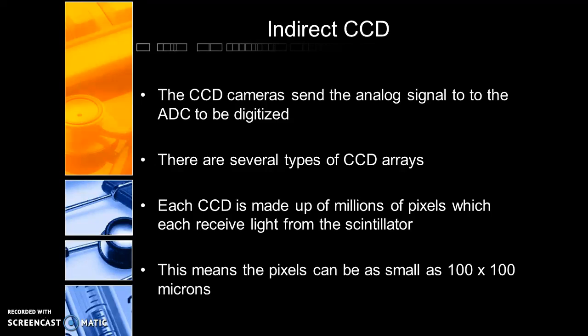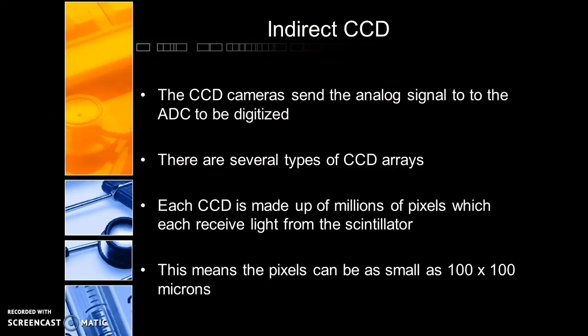Now, the CCD cameras then take that newly created signal and send it to the analog to digital converter. Once you get to the analog to digital converter, it really doesn't matter where the signal came from. The next steps are all going to be the same, and we'll cover that in a different study guide. So each CCD is made up of millions of pixels. In the case of the charge coupled device, this is where your pixels are going to come from, and all of these pixels are going to get light from the light that's created in the scintillator.